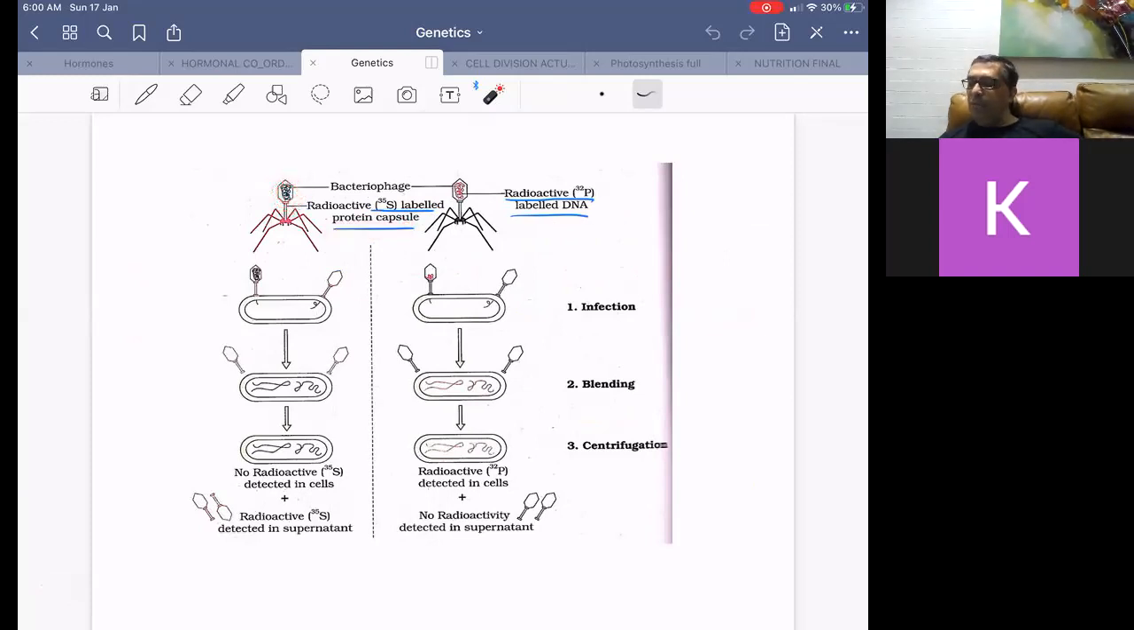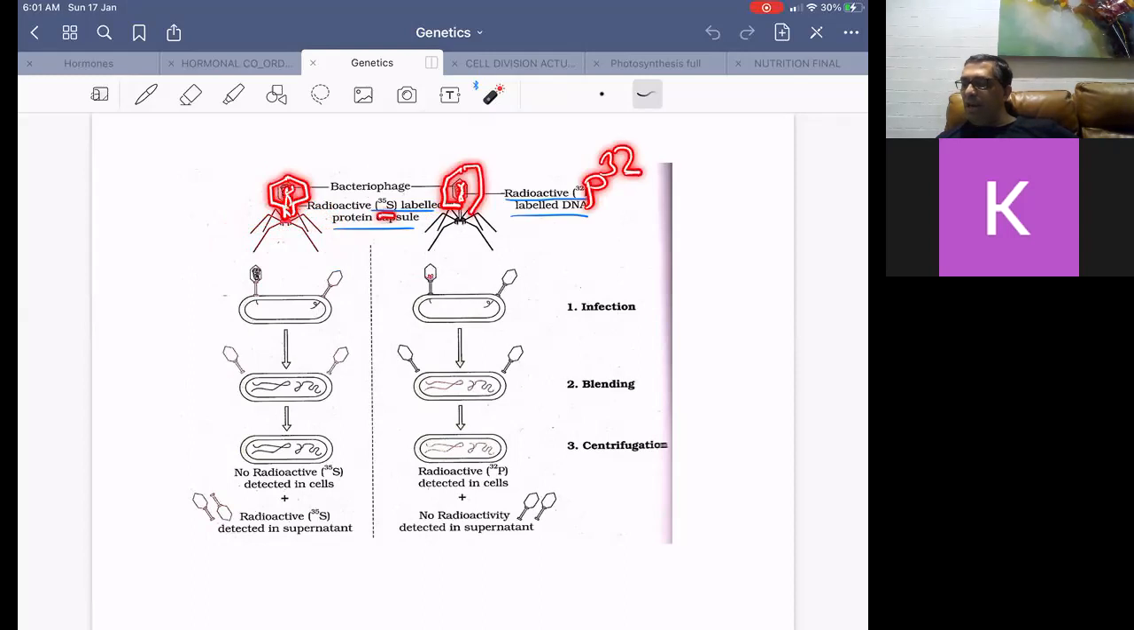And this is a bacteriophage, inside which we have its protein capsule. So what does a bacteriophage consist of? It consists of a capsule and a neck and tail fibers. And the capsule is proteins, and in the middle is the DNA. So when you use S35, the S35 will become a part of the capsule. And when you use P32, it will become a part of the DNA inside, not the capsule.